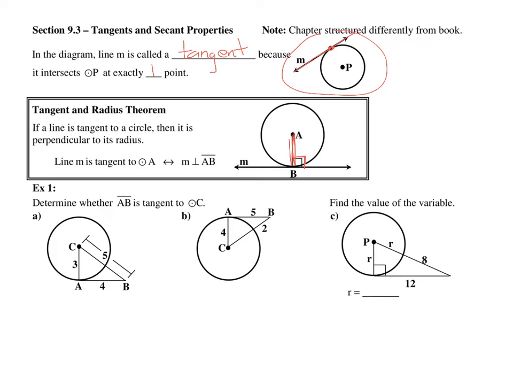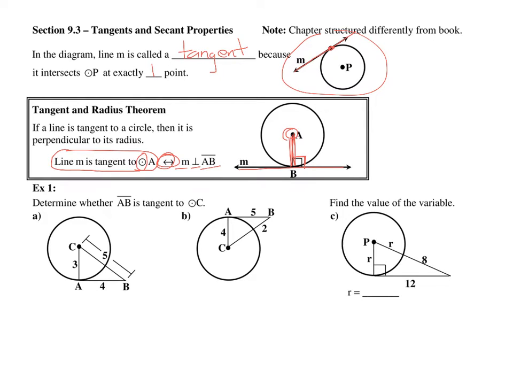All right, here's some notation to go along with that. Line M is tangent to, here's a symbol for a circle, circle A, and a circle is named by the center point. All right, so M is perpendicular to AB, and this arrow going both ways means vice versa. It means that if this line is perpendicular to the radius, then we know that it is tangent.